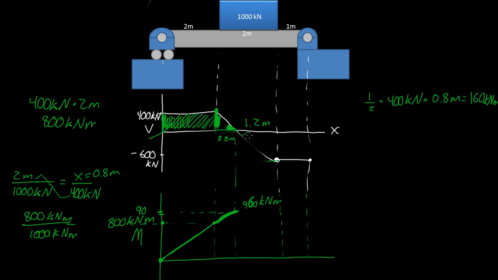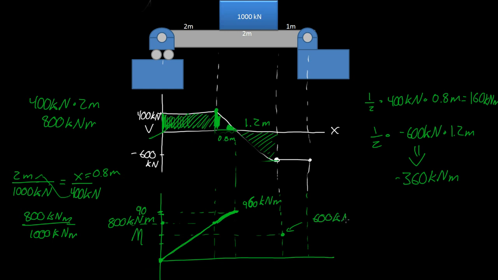So now let's find the area right here. That is again 1 over 2 times the height, which is a negative 600 kilonewtons, times 1.2 meters, and that is equal to negative 360 kilonewton meters. So now we subtract 360 from 960, and that should give us 600. So we'll just go across right there.